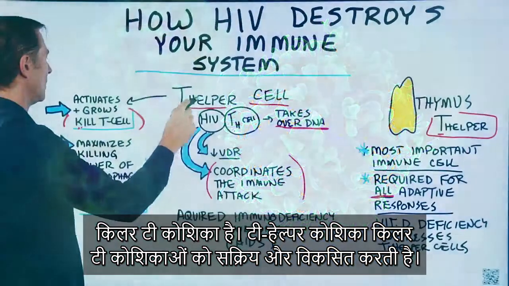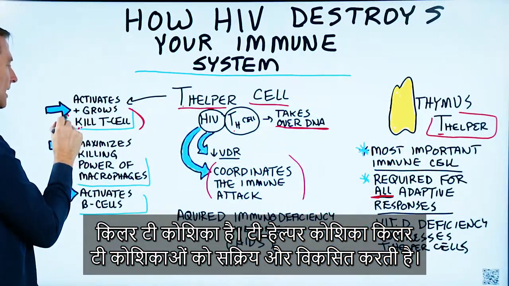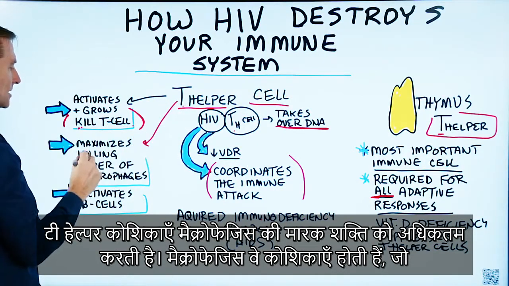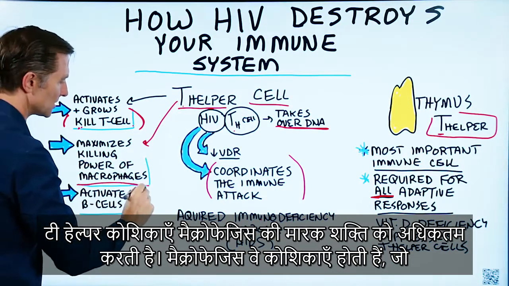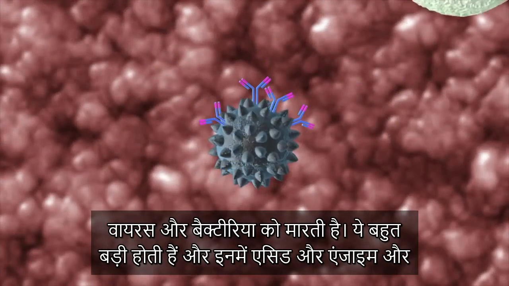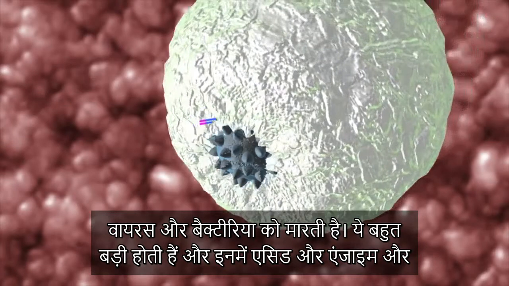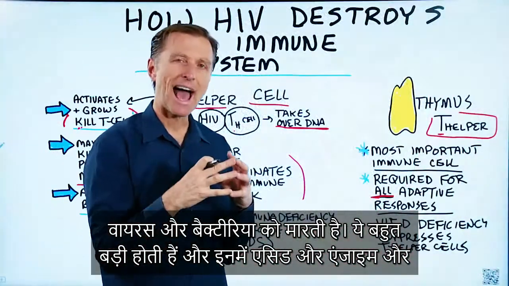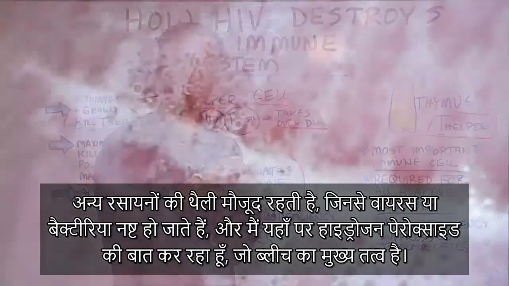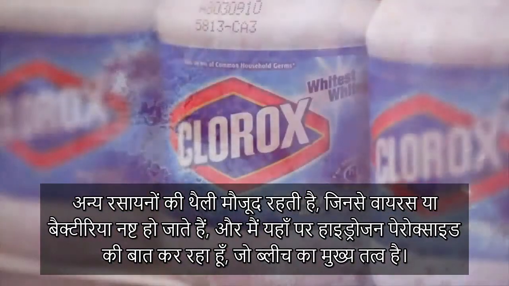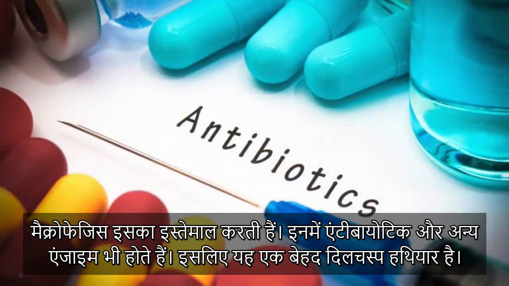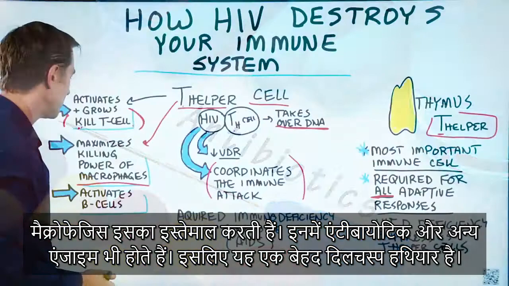The T helper cell activates and grows the killer T cells. It also maximizes the killing power of the macrophages. And macrophages are cells that eat viruses and bacteria. They're very large, and they put it into a sack of acid and enzymes and other chemicals to kill it. And I'm talking about hydrogen peroxide, the main ingredient in bleach. They use that. They also have antibiotics and other enzymes, so it's quite an interesting weapon.